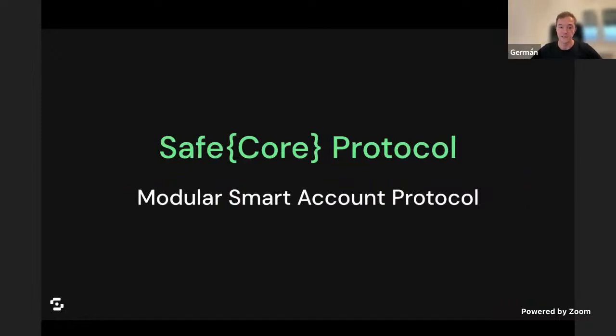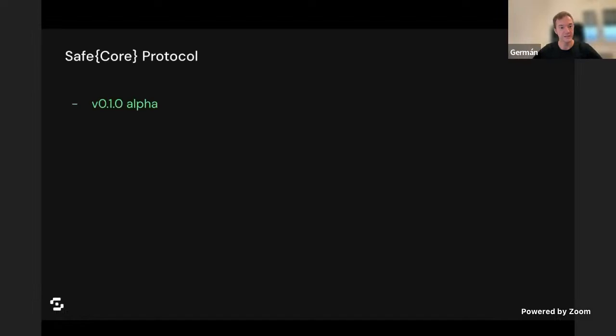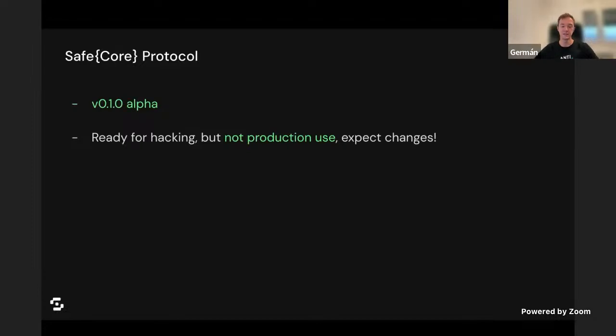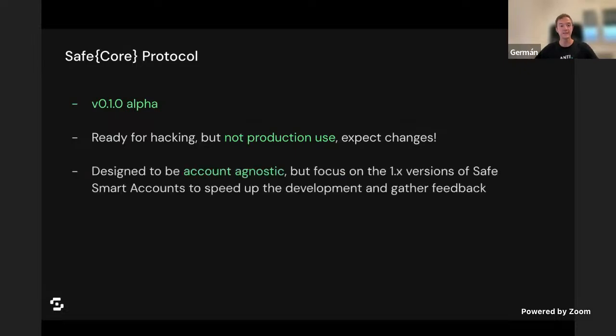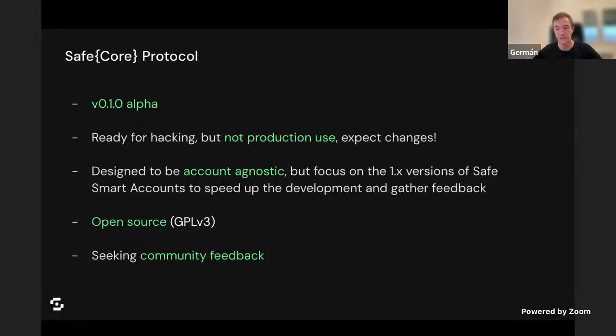So the state of the SAFE Core Protocol today is that it is still in an alpha version. It's ready for hacking and playing around with it, but not ready for use in production. So expect changes and things to break. It is designed to be account agnostic, but first we are focusing on the SAFE, specifically version 1.x, to speed up the development. It is open source, everything is public, and you can read all the contracts and documentation about that. And currently we are looking for community feedback, and now it is the best time to help us evolve this protocol.